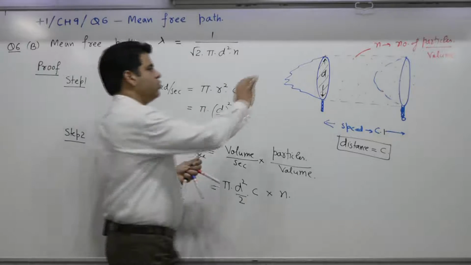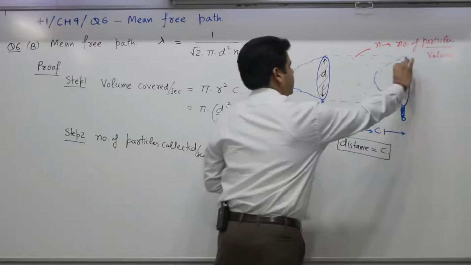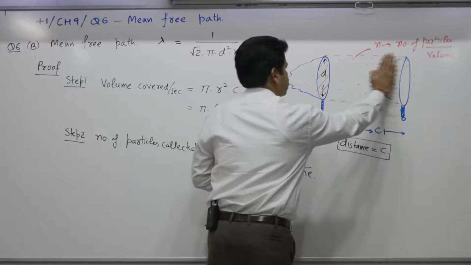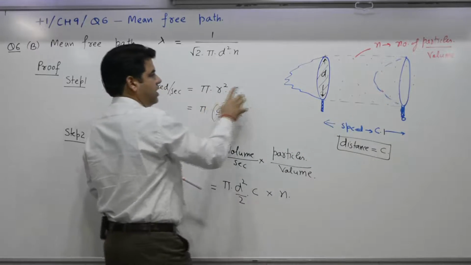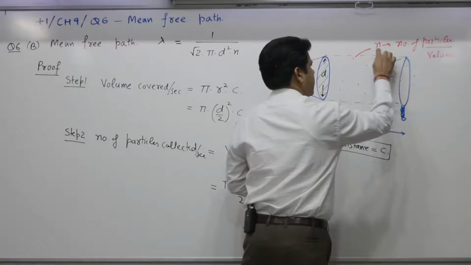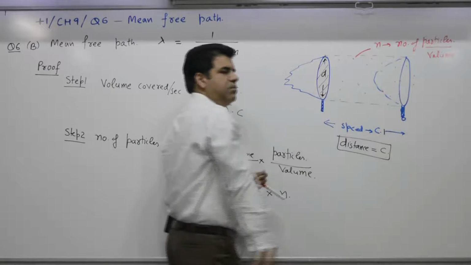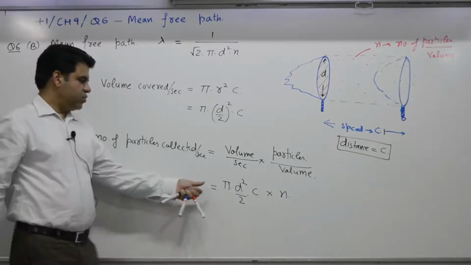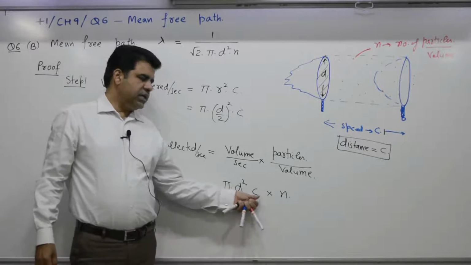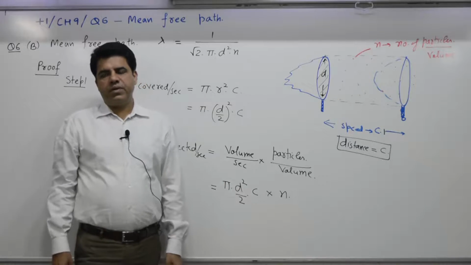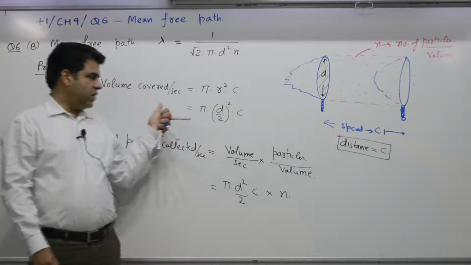If this net moves for 1 second, volume covered per second is this one, number of particles per unit volume is n. So as it moves, it will collect certain number of particles. That number comes out to be pi d square by 2 c into n. Time with you is 3 minutes to pen down step number 1 and step number 2.